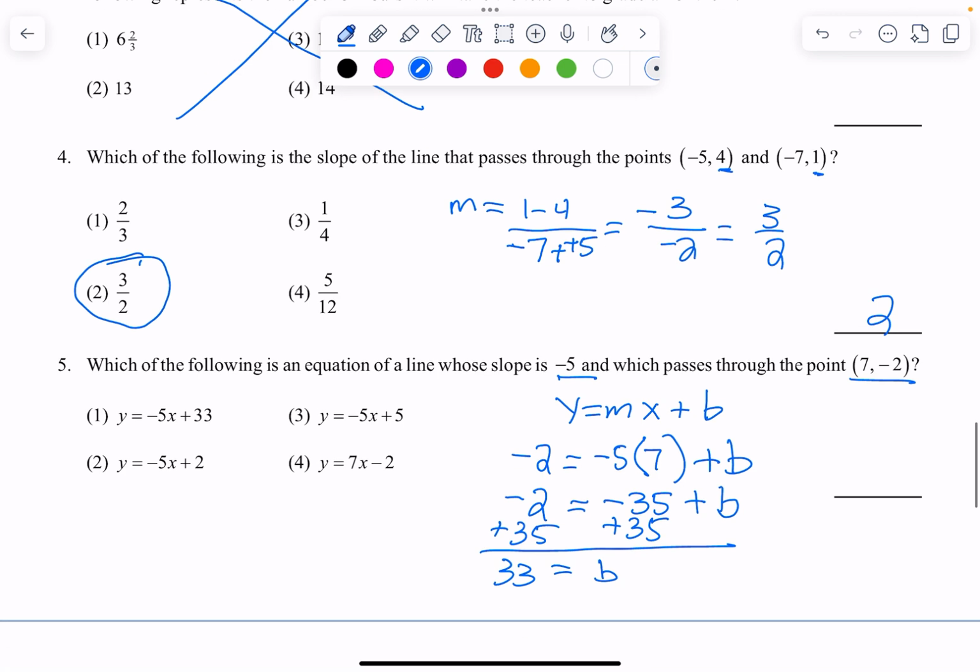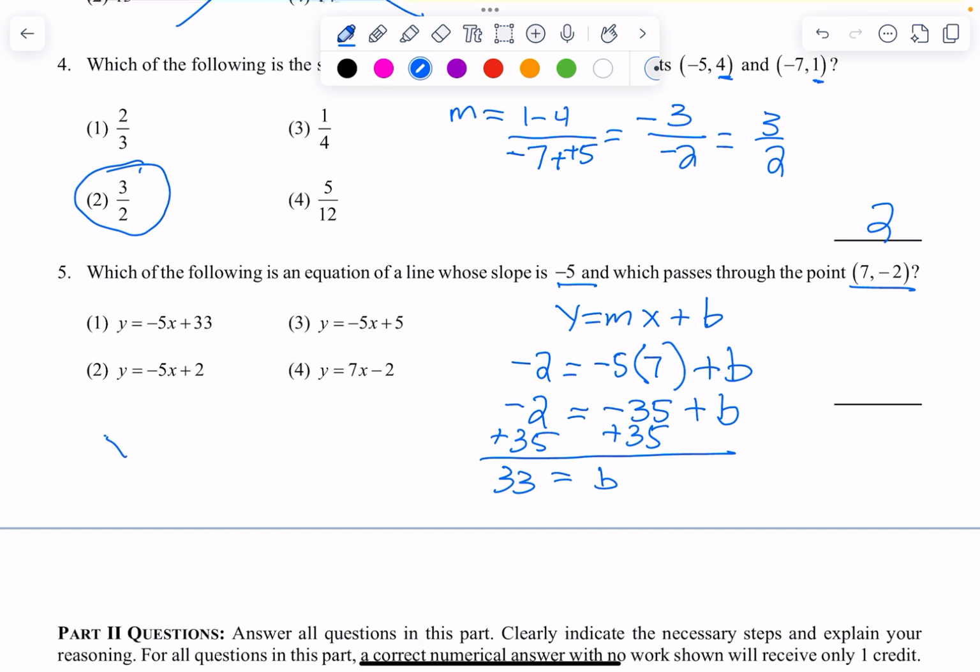So if we put it all together now, we say y is equal to the slope, 33. Oh, I'm sorry, the slope is negative 5, right? That's from the first sentence. Negative 5x plus 33, which was choice number 1.